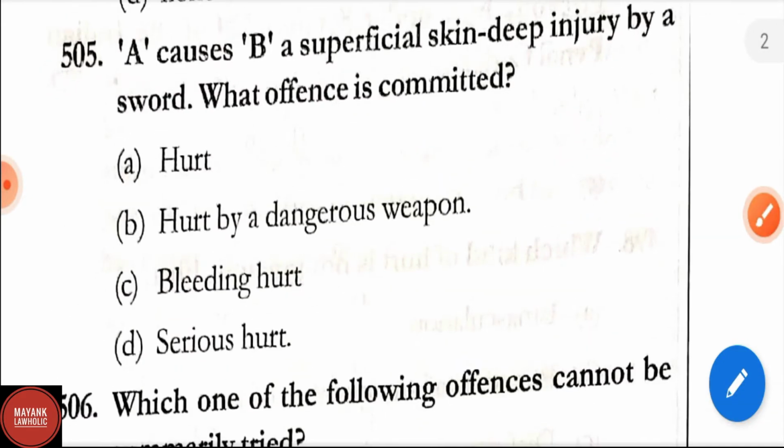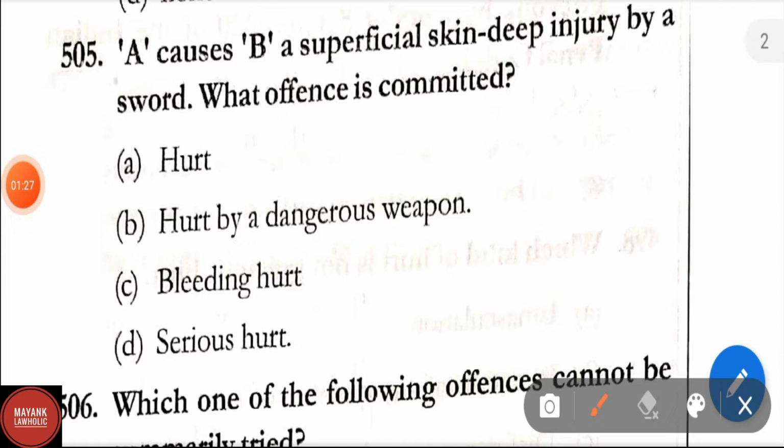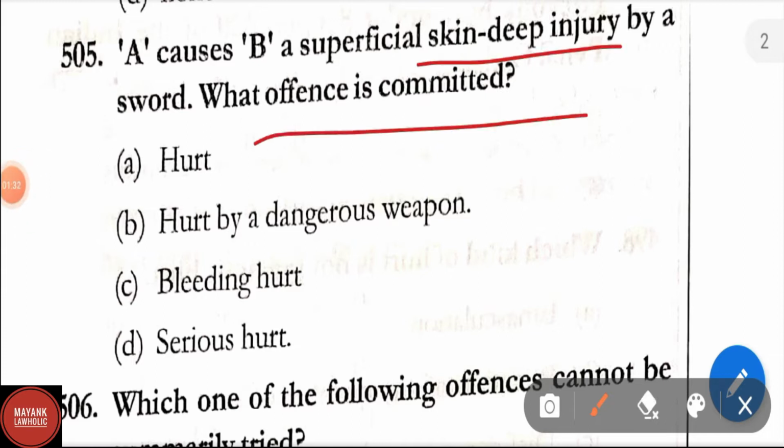Question number 505. A causes B a superficial skin deep injury by a sword. What offense is committed? Options: hurt, hurt by dangerous weapon, bleeding hurt, serious hurt. Here the correct answer is option B, that is hurt by dangerous weapon.